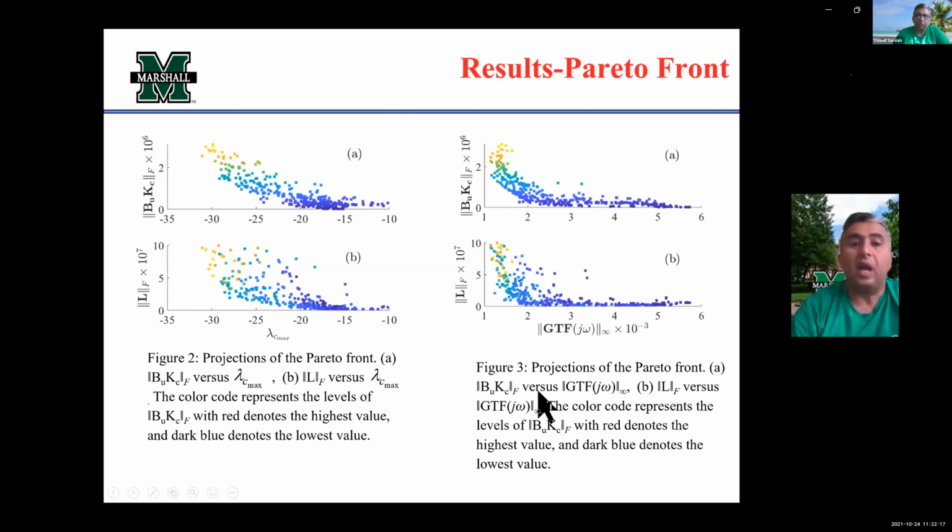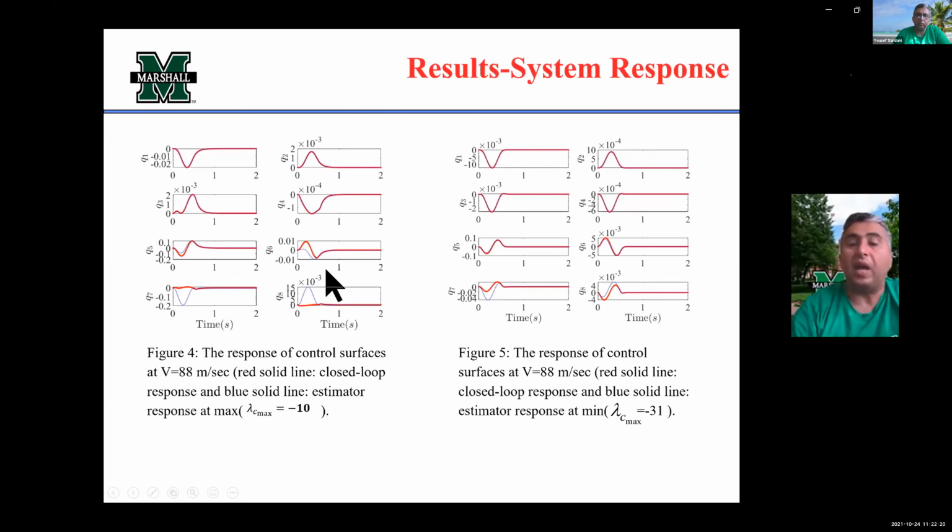How does the response of the closed loop system look at different stability robustness values? This is how the estimator, in the blue curve, and the closed loop system, in the red curve, look when lambda c equals -10 and when lambda c equals -31. At lambda c max equal to -31, it's better because the stability robustness is high, the control energy is high, and the estimator gain in this case is high. So the estimation here is better, even though the estimator assumes that you do not know the dynamics of the gust load.